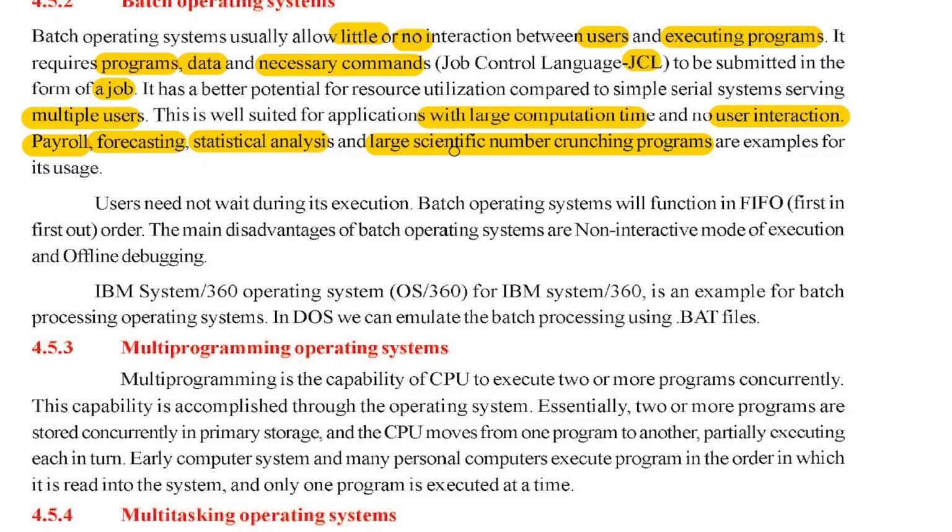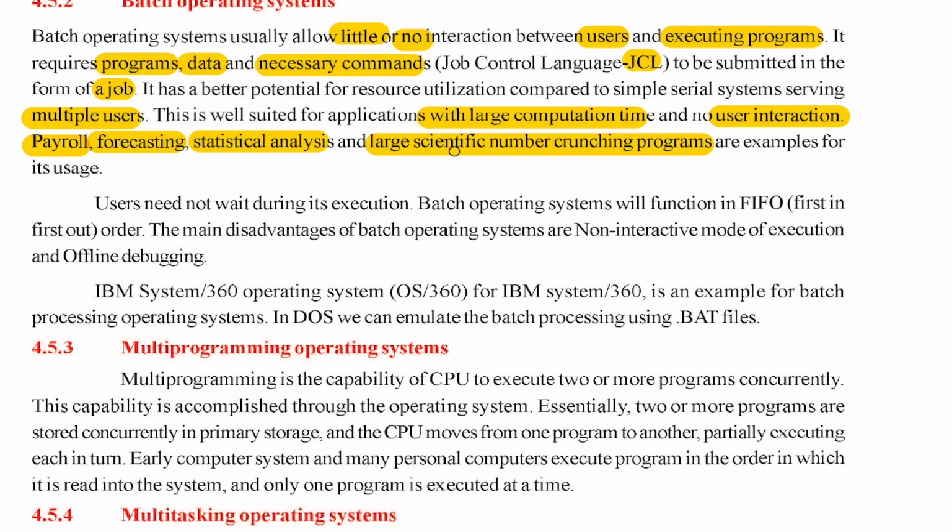Then let us learn: here, the user need not wait during execution. The batch operating system functions in FIFO, that is, first in, first out. You just provide jobs one by one continuously. Whatever you type and provide as a job along with the data and instructions will be executed one by one automatically. If you give 10 different commands and 10 data, they are done one by one in the order in which you have given them. That's first in, first out.